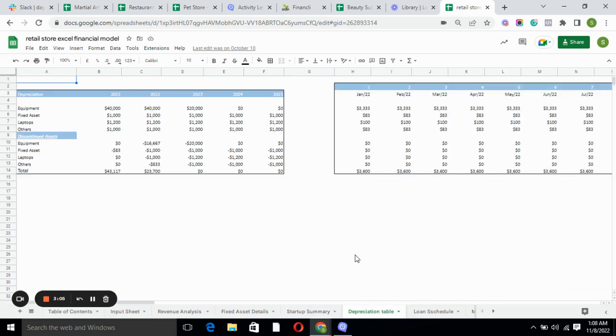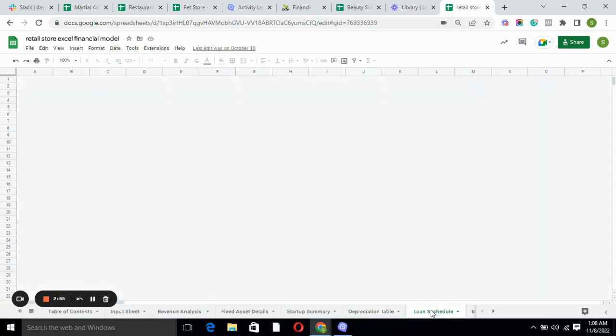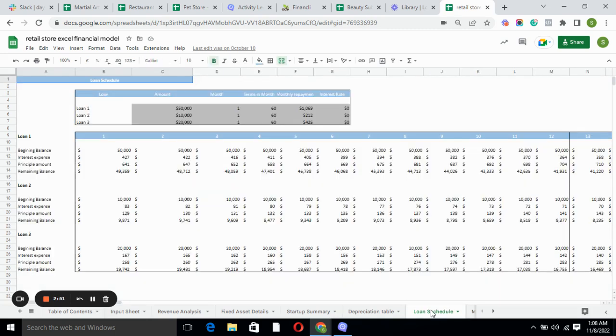Depreciation table basically tells you how much an asset is depreciating over the time. Obviously, if you are using an asset, it will be depreciating over the time. Loan schedule basically tells you how much repayment you need to do every month. It includes the loans we have taken, loan 1, loan 2, and loan 3.